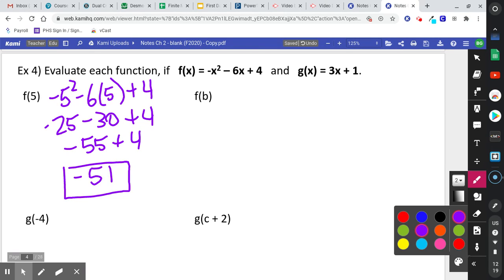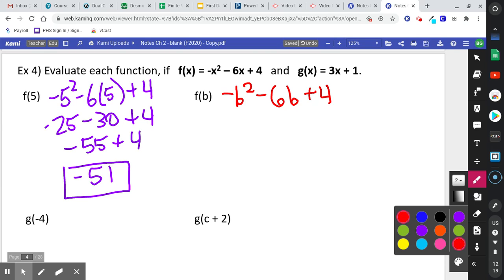The next one is actually much easier. Plug in a letter. You would get, okay, let's plug in b for x. You're going to have -b squared minus 6b plus 4. There's nothing else to do there. That's it.